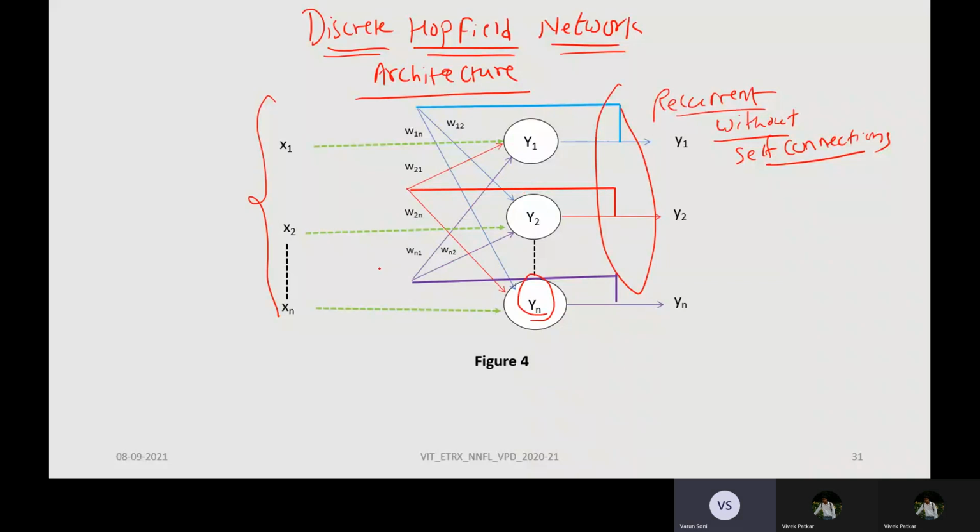Each and every output will have multiple inputs. Like Y1 will have inputs from Y2, Y3, Y4, and till Yn, plus the external input.